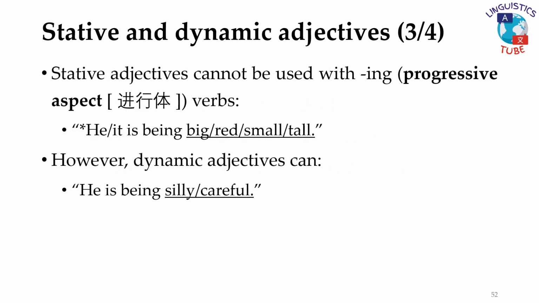Let's look at two rules regarding these types of adjective. Firstly, stative adjectives cannot be used with ing verbs, or more accurately, progressive aspect verbs. For example, you cannot say, he is being big, or being red, being small, or being tall. However, dynamic adjectives certainly can be used with progressive aspect verbs. For instance, it sounds fine to say, he is being silly, or he is being careful. The reason for this rule should be obvious. Progressive aspect verbs are used for actions which are currently happening, and which will finish soon. This is thus very appropriate for dynamic adjectives, but not for stative adjectives, which are not actions and which are permanent.